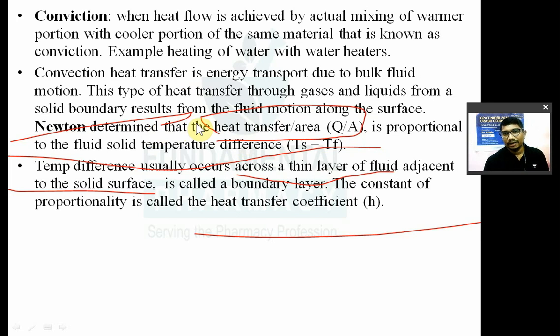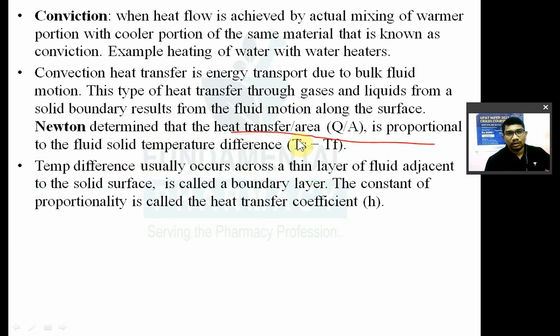Ts क्या है? Temperature of solid. Tf क्या है? Temperature of fluid. As per Newton, heat transfer by convection, heat transfer per unit area is proportional to the fluid-solid temperature difference. Okay, so Q divided by A is directly proportional to Ts minus Tf. Ts is temperature of solid, Tf is temperature of fluid.